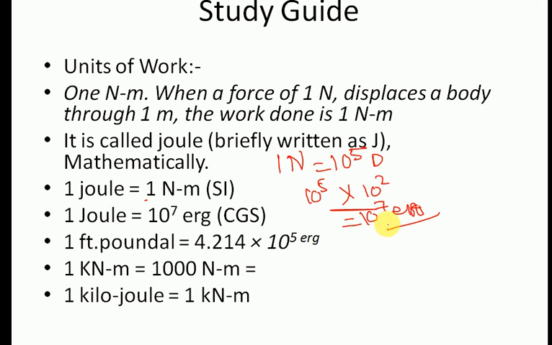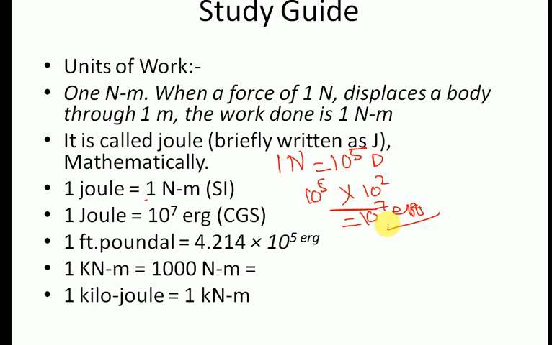Now in the FPS system, it is called 1 foot into 1 poundal. This is 1 foot poundal. Now what is the relation between 1 foot poundal and erg? 1 foot poundal equals 4.214 into 10 to the power 5 erg. Okay, now how is this relation derived?